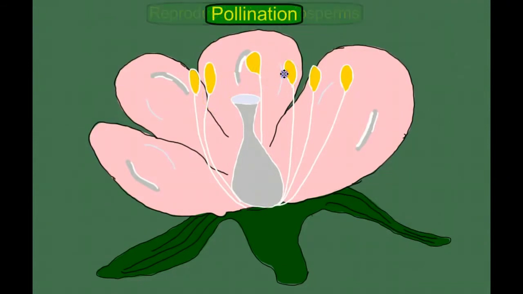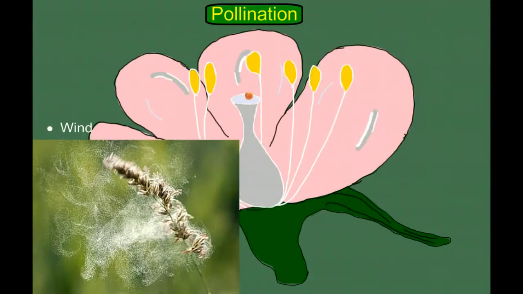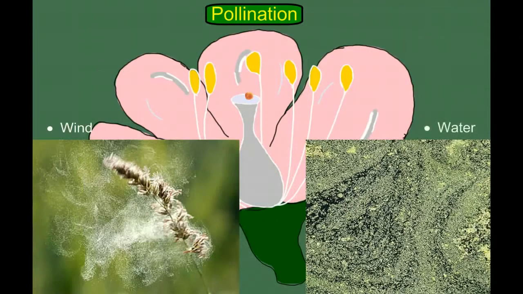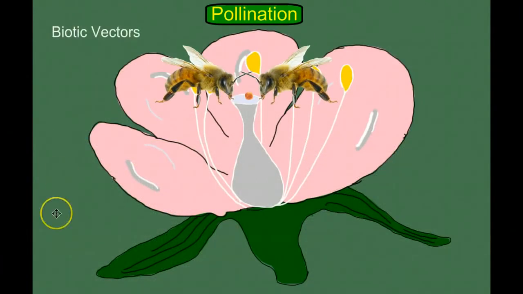We have to get the pollen from an anther to a stigma. How can that happen? Well, a lot of pollen is wind-borne, and even water can move pollen. But what do we think about when we think about flowers and angiosperms? The thing that's unique and different between angiosperms and gymnosperms is the use of biotic vectors, which is a fancy way of saying pollinators, living things that move pollen from one plant to another.